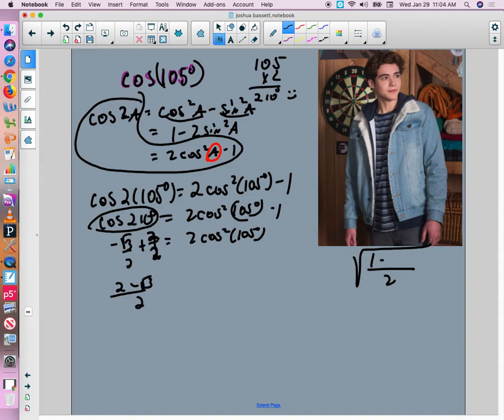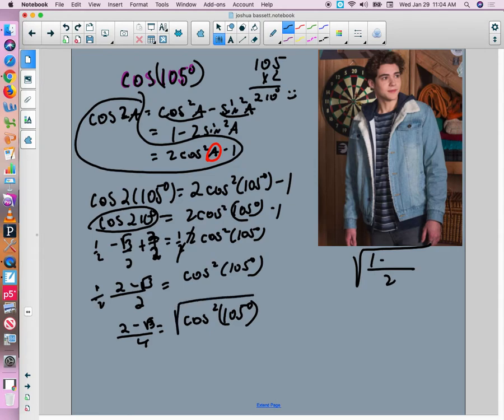Now, if I divide by 2, that's pretty ugly, so what could I do instead? Multiply by what? So I'm going to multiply both sides by 1/2. So I have 2 minus root 3 over 4 equals cosine squared of 105. What's your next logical step? To find the square root, in which case you say plus or minus. So I have cosine of 105 is equal to the square root of 2 minus root 3.